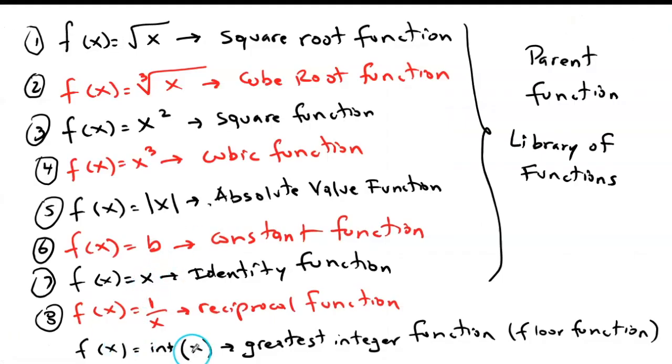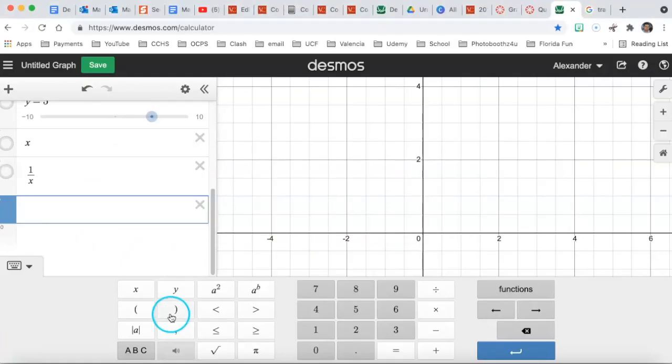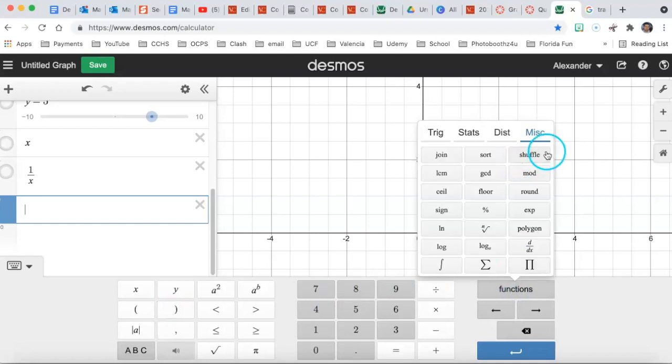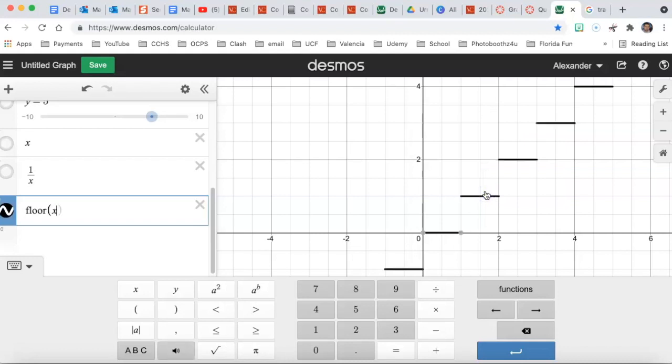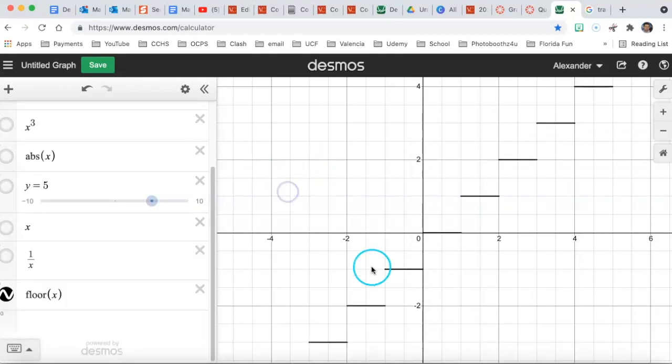Last but not least, I have my greatest integer function. It's also called the floor function. F of x equals int of x. Integer x. It's called greatest integer function. This is an example of a step function. Let me show you on Desmos. Desmos actually doesn't show it as greatest integer. It shows it as floor function. You see that? There we go. That's my floor function. Steps, steps, steps. It's called a step function. Again, I'm just giving you how each function looks.